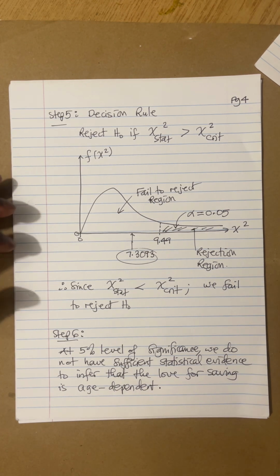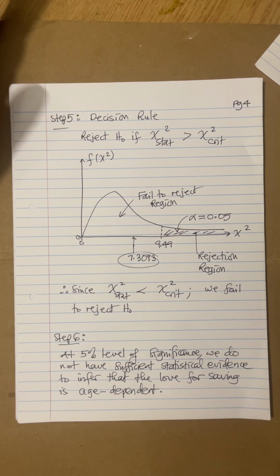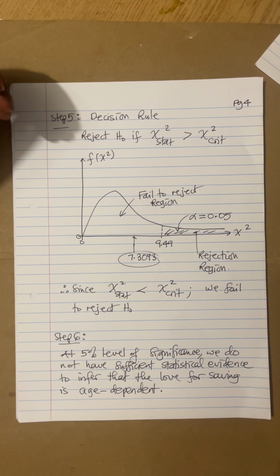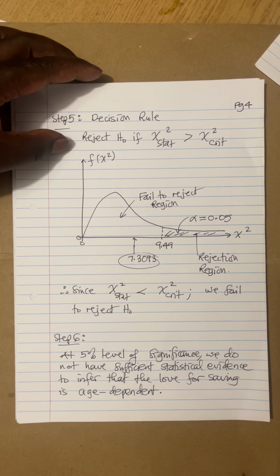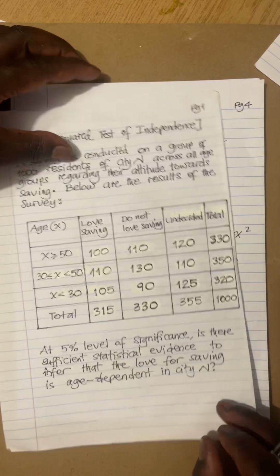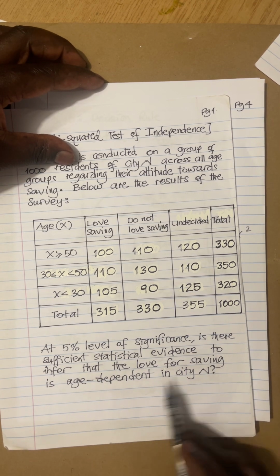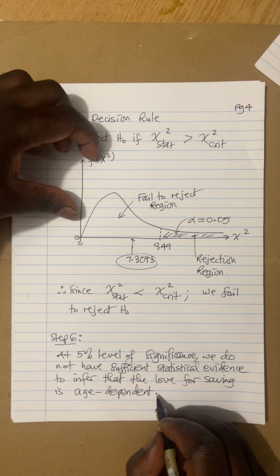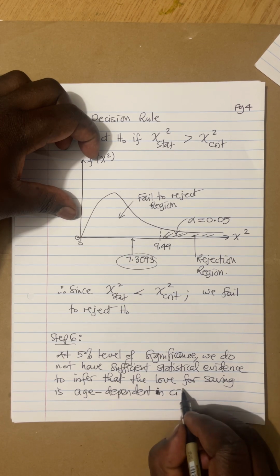In other words, we do not support the alternative hypothesis because we support the null hypothesis. If we fail to reject the null hypothesis, we support it, and therefore we reject the alternative hypothesis. So this is the statement here. At 5% level of significance, we do not have sufficient statistical evidence to infer that the love for saving is age dependent. The question is saying here, at 5% level of significance, is there sufficient statistical evidence to infer that the love for saving is age dependent in CTN? So if you like, you can complete here and say in CTN.